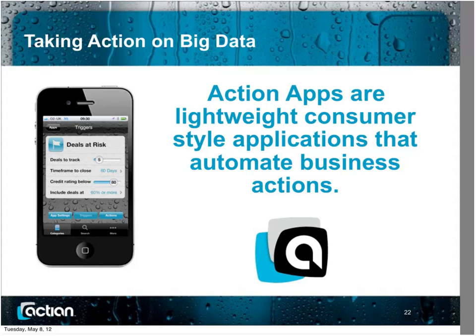Exactly. Contrast it with other aspects that are going on in the business. If you look at reporting, it's typically looking in the rearview mirror. There are other types of capabilities, like predictive, where you're trying to predict the future. And action apps are about making decisions on your business right now.